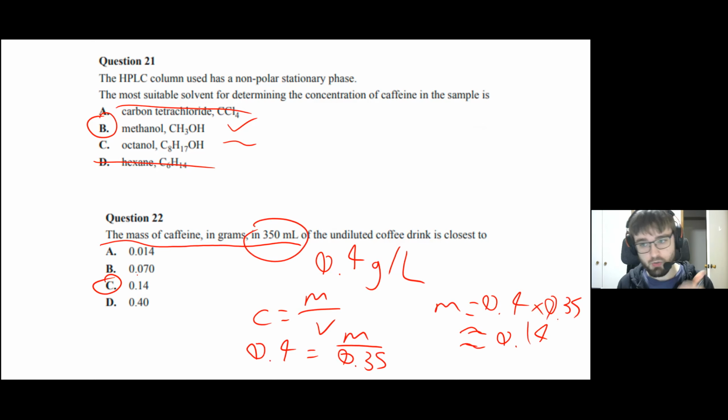So if you forgot to do the dilution, you'd get A and it would be wrong. If you forgot to be finding the mass, you'd get D, and you get it wrong.